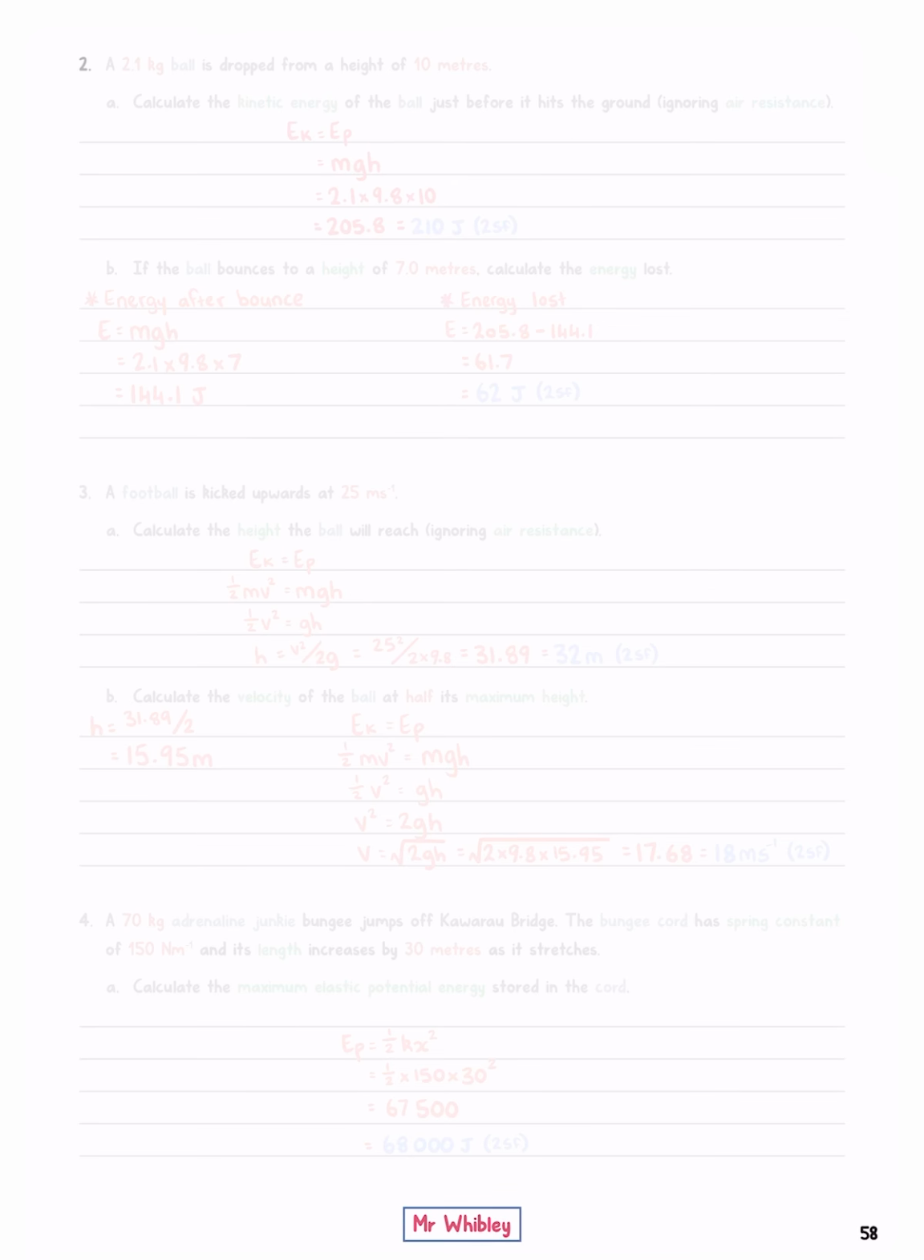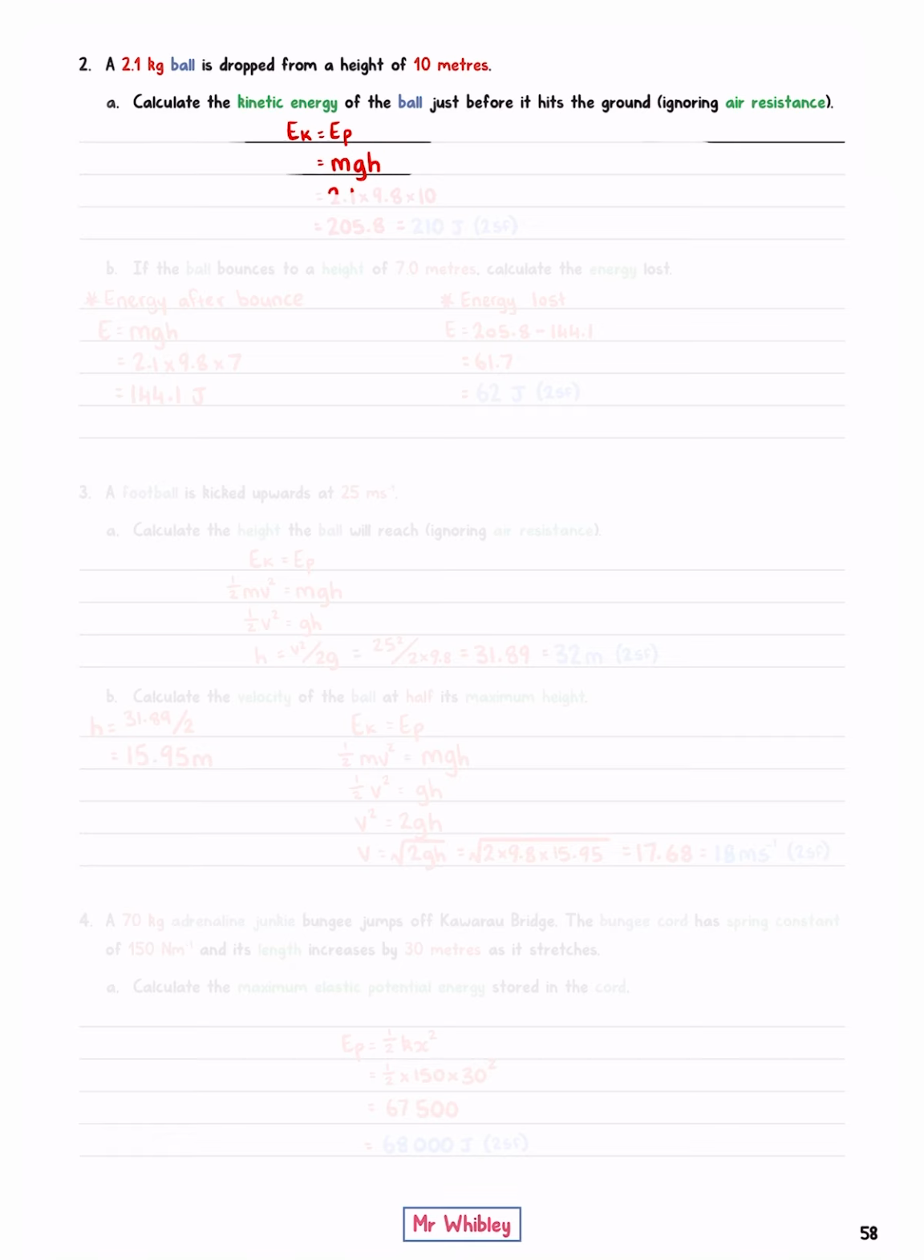Question 2. A 2.1 kilogram ball is dropped from a height of 10 meters. Calculate the kinetic energy of the ball just before it hits the ground, ignoring air resistance. We know that the kinetic energy our ball gains must equal the gravitational potential energy it lost. Gravitational potential energy is mgh, where we know all three, which gives us 205.8 or 210 joules to two significant figures.